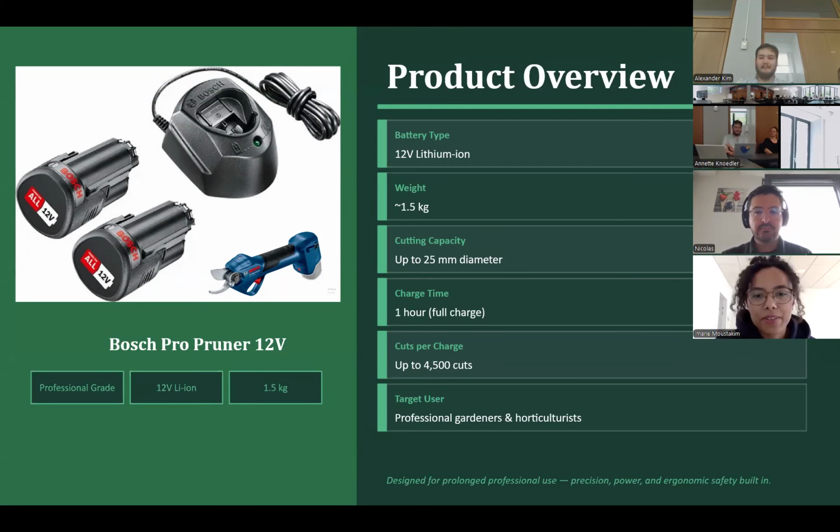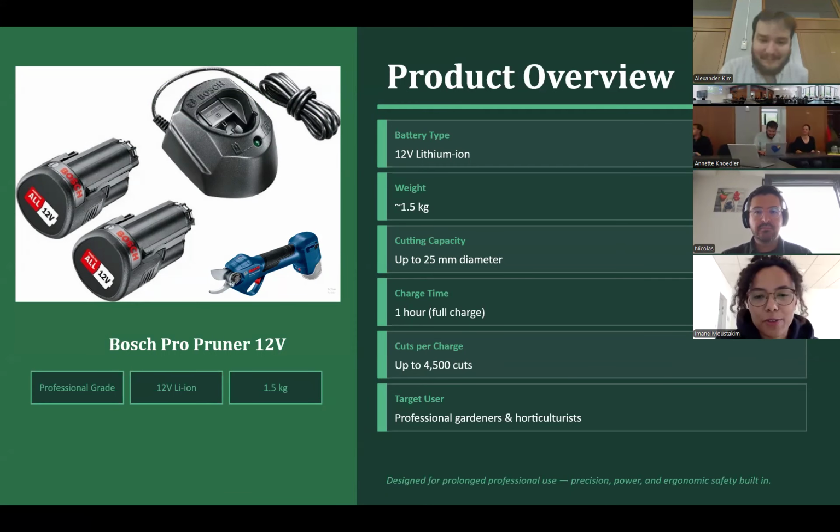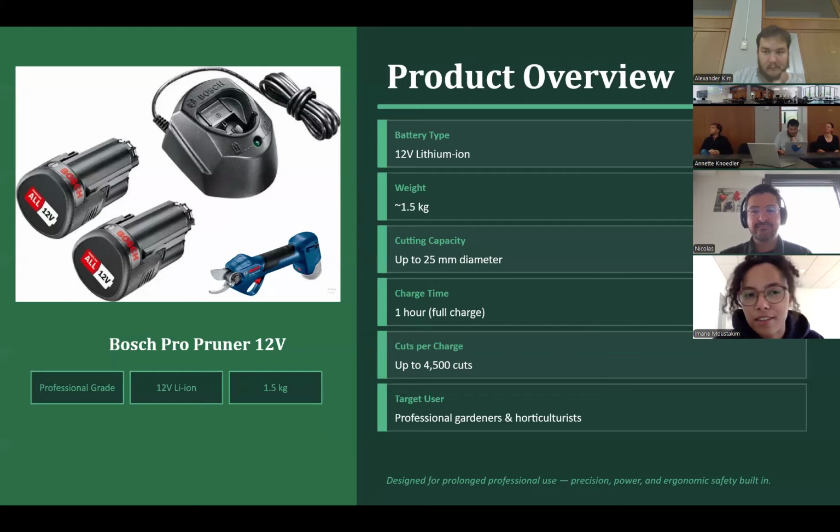Okay, hello everyone. So I will present the first part of our LCA project. We decided to work on the Bosch Pro Pruner because we had another class about this and it was focused on 3D modeling. And we thought it would be good to have both the 3D model and an openLCA project.